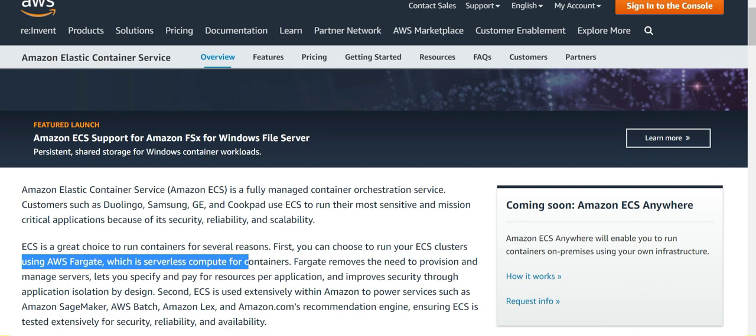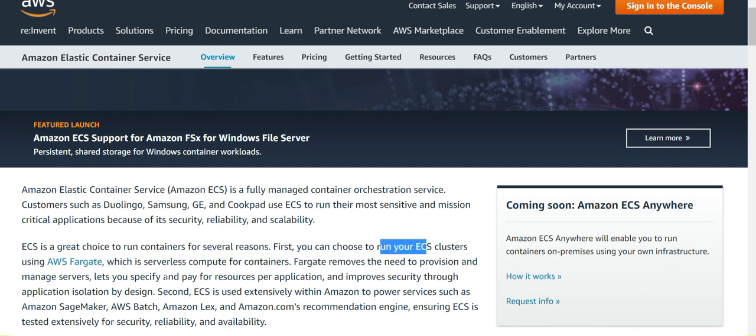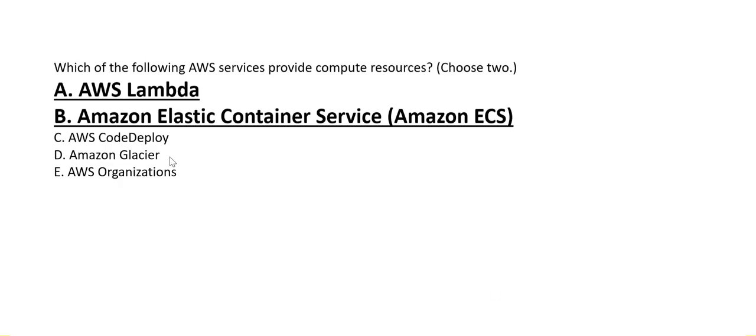So to run your ECS clusters using Fargate, first you can choose to run your ECS clusters using AWS Fargate, which is a serverless compute for containers. So Fargate is a serverless compute, but not ECS. Indirectly, it is giving ECS compute power because you need Fargate for it. Hence, these two will be the right answers.